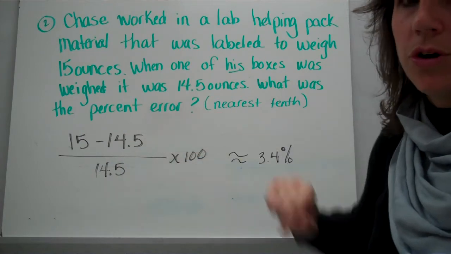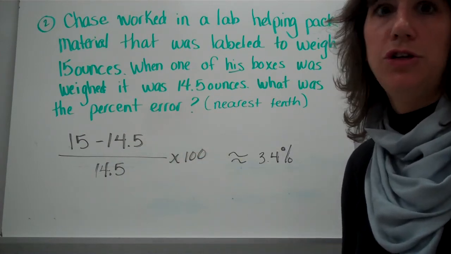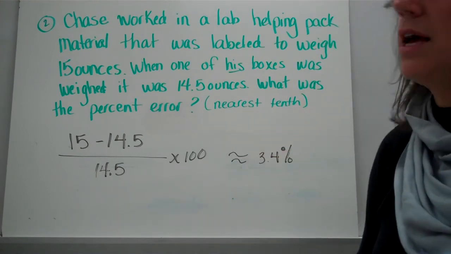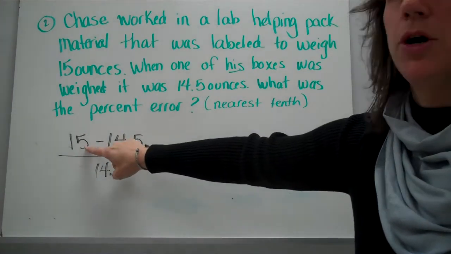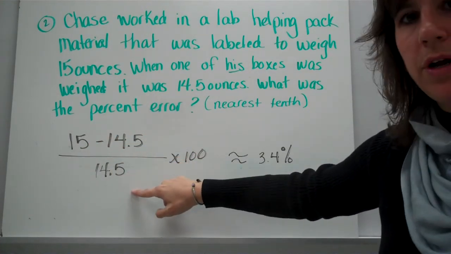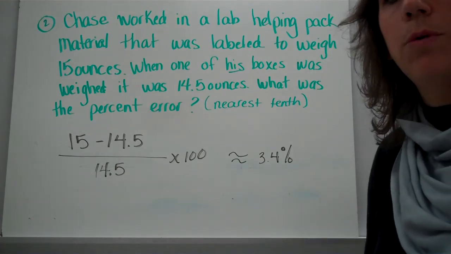Now remember, if you're a worker in that company, you're not going to want to have a very big percentage error. You might be fired. So let's find his percent error nearest to the tenth. So we take what it is supposed to be minus what it is, divide by what it is, and times by 100. And you should get 3.4%.